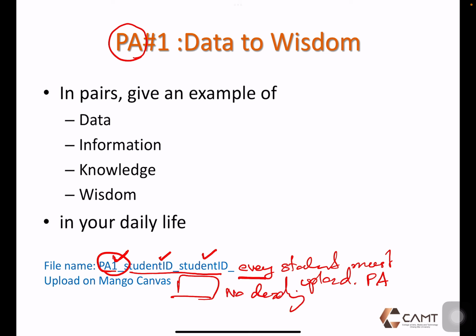For this assignment, just talk to your friend and give an example of data, information, knowledge, and wisdom in your daily life, but they should be linked together. You might talk about one situation with one scenario, but explain this is data and it becomes information, becomes knowledge, becomes wisdom, okay.